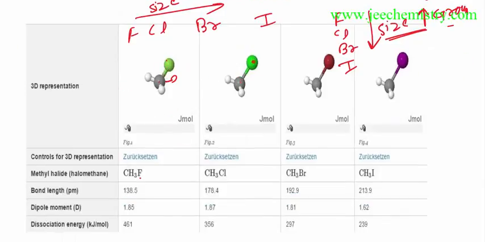This is the carbon and chlorine bond length. This is the carbon and bromine bond length. This is the carbon and iodine bond length. Each bond length is higher than the one before it. Why is this bond length higher?